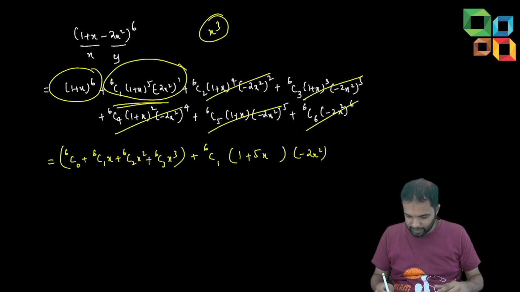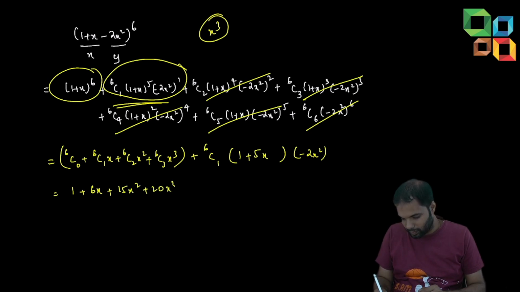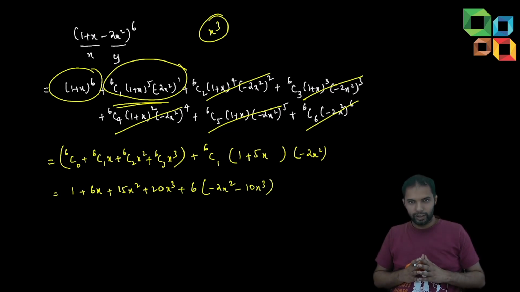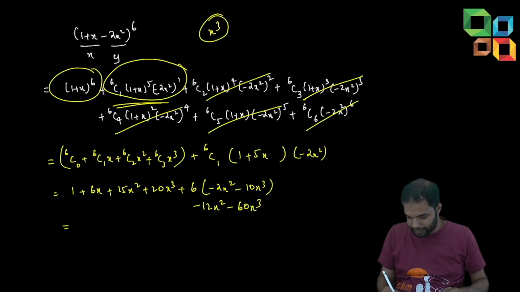These are the terms. We can simplify and just write down the constants. So this is 1, this is 6x, this is 6 into 5 by 2, which is 15x square, this is 20x cube. This is 6 into, but we just multiply this inside, minus 2x square, minus 10x cube. Fine. Again simplifying, this is minus 12x square, minus 60x cube. Combine the terms, you should get 1 plus 6x plus 3x square minus 40x.